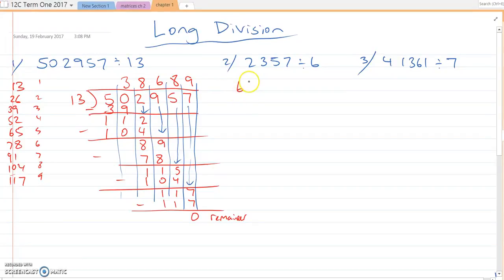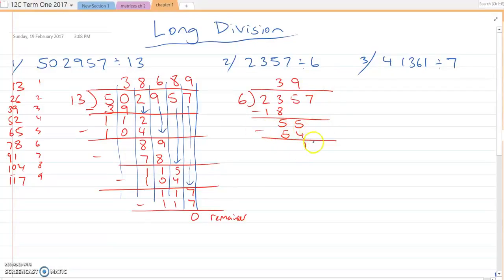6 into 2, 3, 5, 7. 6 into 23, 3 times, which is 18, which gives a remainder of 5. Bring the 5 down. 6 into 55 goes 9 times, which is 54, so that has a remainder of 1. Bring the 7 down. Okay, so lining these up, so this 9 is above the 5, so 6 goes into 17 twice, that's above the 7, which is 12, which is a remainder of 5.